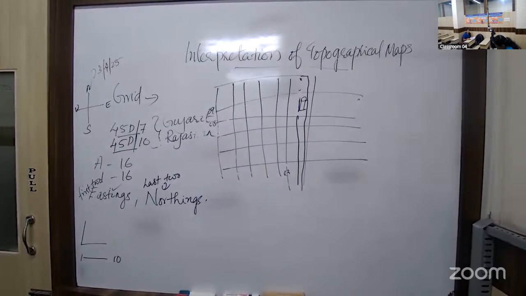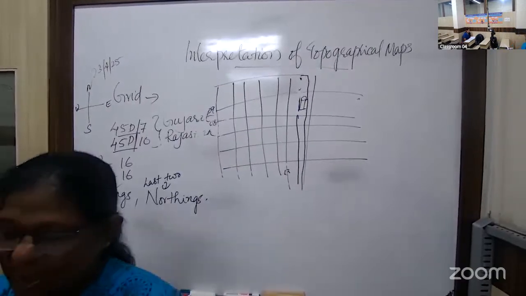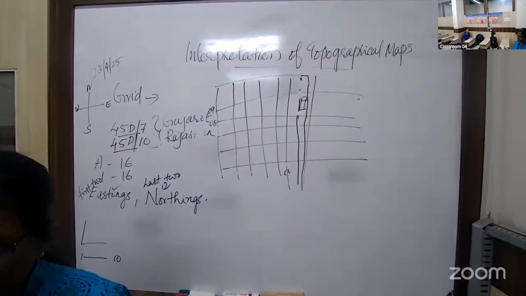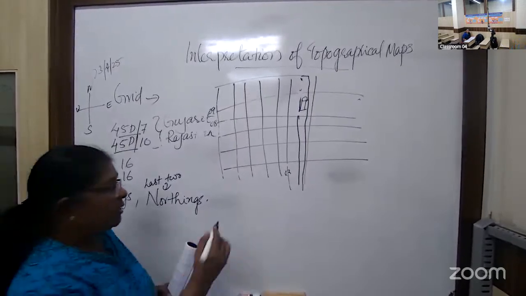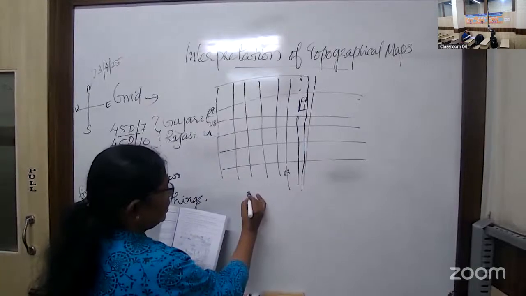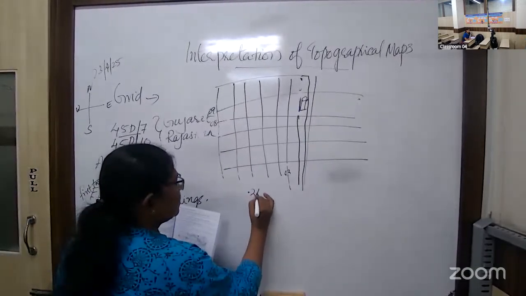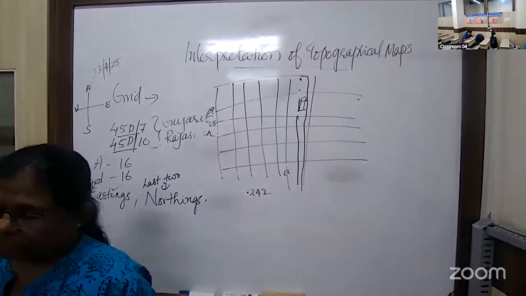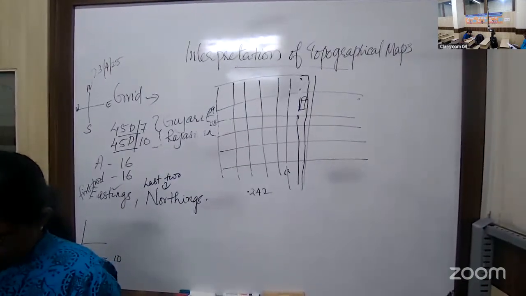In this map, you just find out. I will give the question. Don't see the answer. I'll give the question. Find the four-figure grid reference of spot height. Spot height, which we are mentioning, this dot is that spot 240. Can you find out? 0, 4, 10.